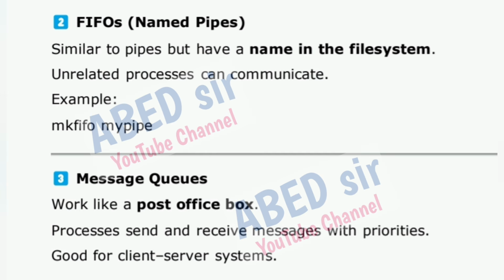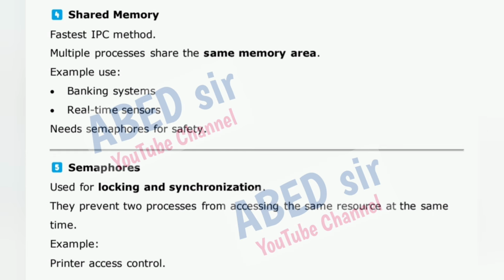Message queues. Work like a post office box. Processes send and receive messages with priorities. Good for client-server systems. Shared memory. Fastest IPC method. Multiple processes share the same memory area. Example use: banking systems, real-time sensors. Needs semaphores for safety.